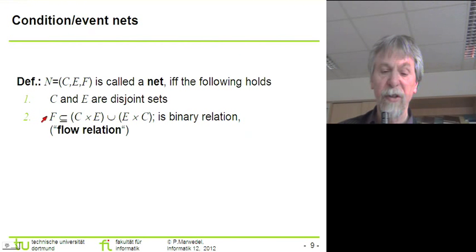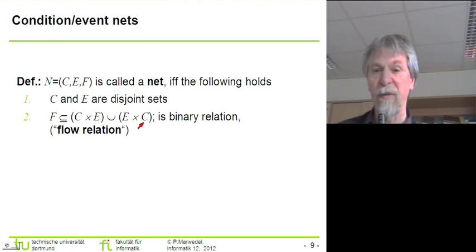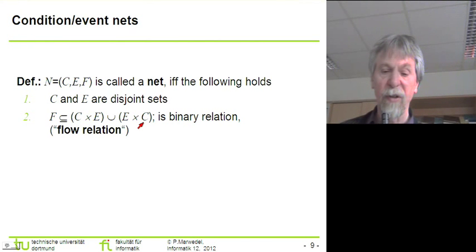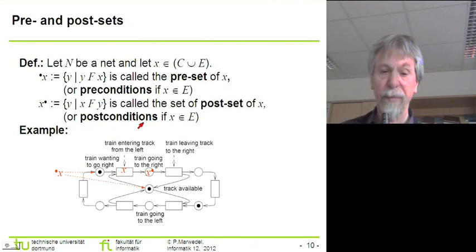The flow relation is a subset of C times E, taken in union with a subset of E times C. So that means very clearly that by using the flow relation we are only connecting conditions to events and events to conditions, but we are not connecting conditions or events among themselves.